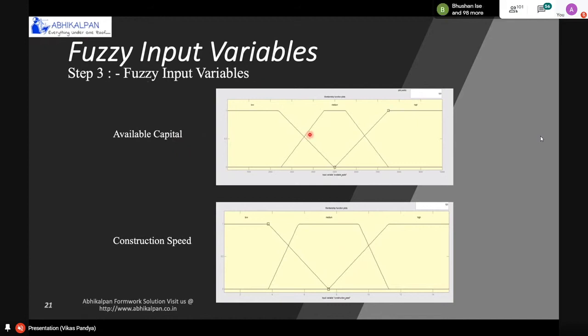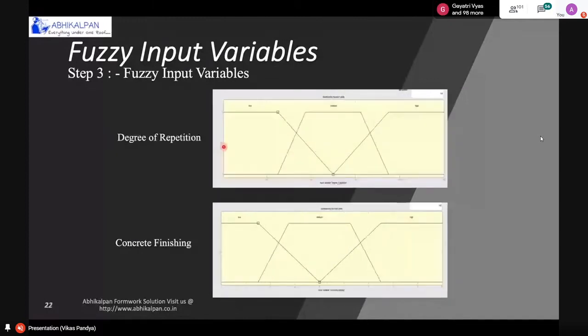We have considered these input variables in these graphs. For available capital, from 0 to 15,000 rupees we have considered, and this graph shows low working capital, low available capital. Then the second is the medium capital, and the third is the higher capital. Same as construction speed. If you need to finish your entire slab in 1 or 2 days or 5 days, that will be the high speed. So the first graph shows the high construction speed, then the second is the medium, and then low construction speed. Same as for degree of repetition, concrete finishing, building shape, and the structural system.